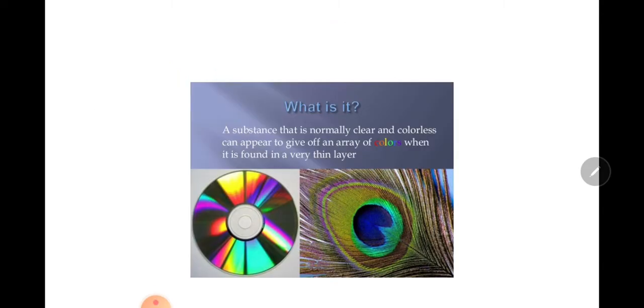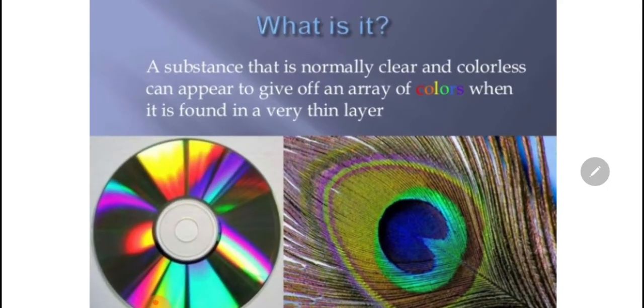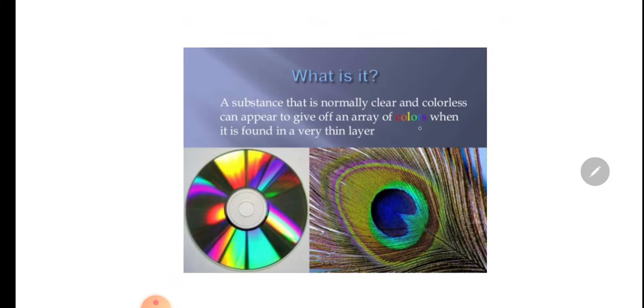Now here the question is, why does this interference of light take place? A substance that is normally clear and colorless can appear to give off an array of colors when it is found in a very thin film. You see the color pattern of peacock feathers; it is due to interference of light waves.